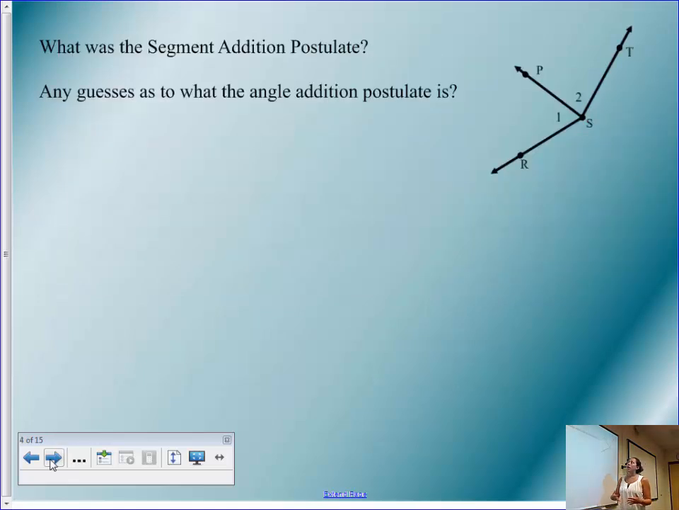So, do you remember what that segment addition postulate was that we used in section 1.3? Well, think about it for a second and then see if you can guess what the angle addition postulate is. Have you guessed yet? Okay. Well, here's the angle addition postulate.